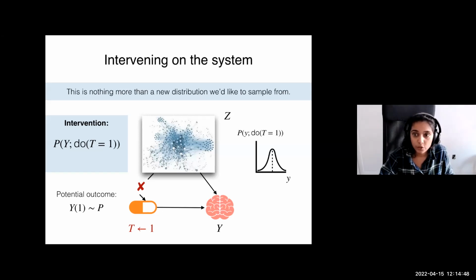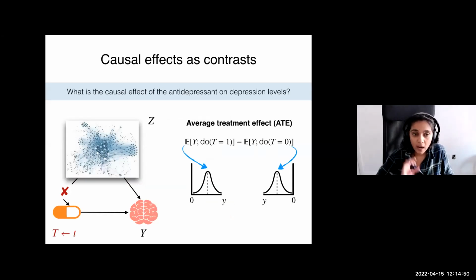Okay, so now we talked about interventions, but we didn't connect it yet to effects. So now going back to the question of what is the causal effect of the antidepressant on depression levels, especially when we're trafficking in binary treatment variables where you either take the treatment or you don't, a common mathematical question to look at is this average treatment effect.